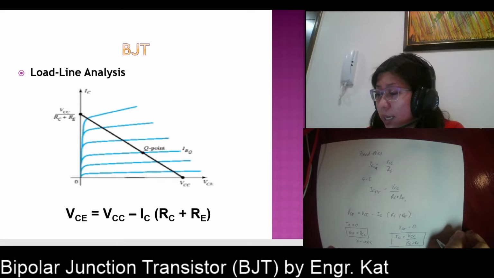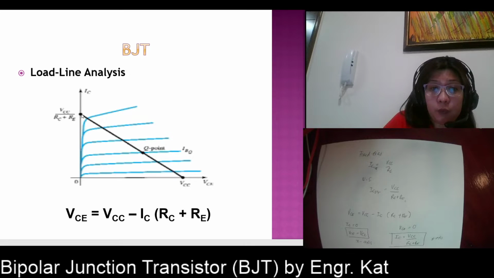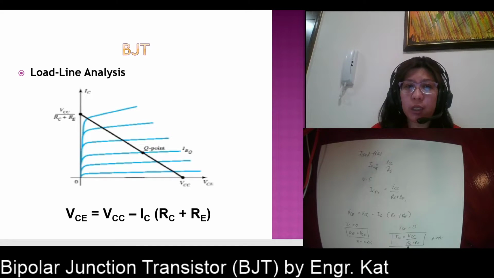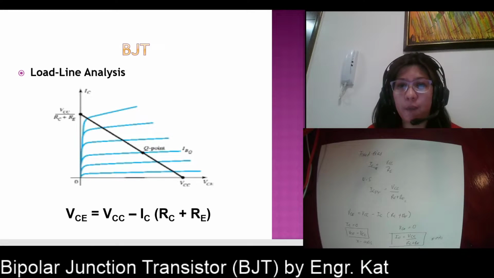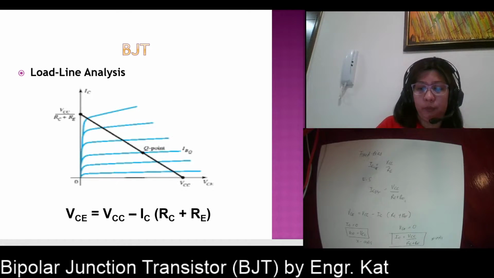So where is this point? This point is lying at your y-axis. So where is that? This one. So the difference with the fixed bias configuration is this is only divided by RC. So this time it is dependent on both values of RC and your RE. So this is the load line analysis for emitter stabilized configuration. Okay.